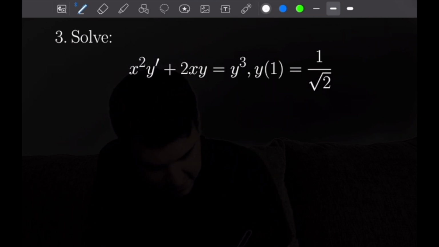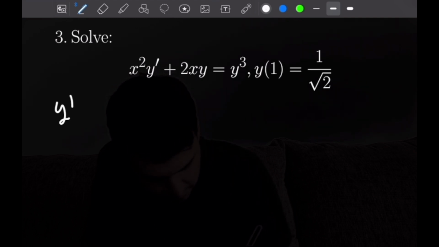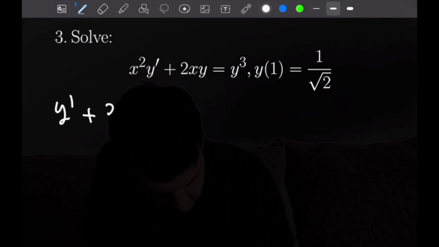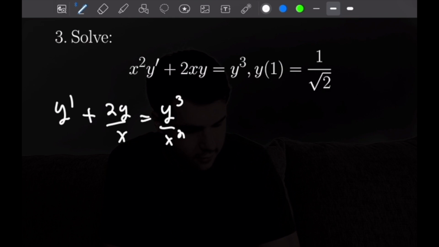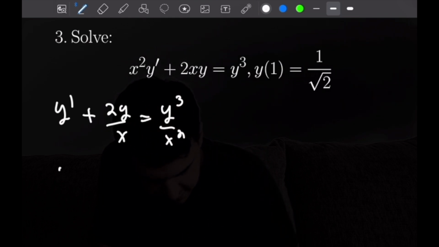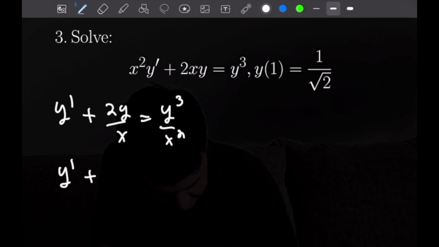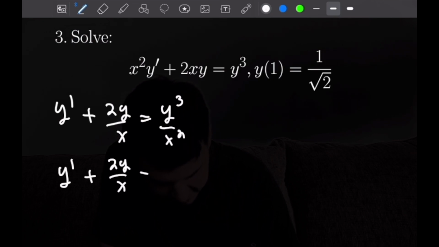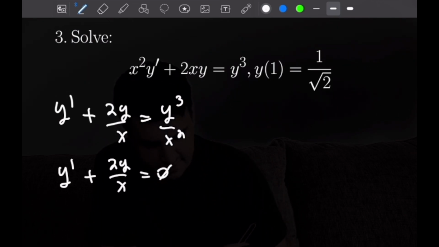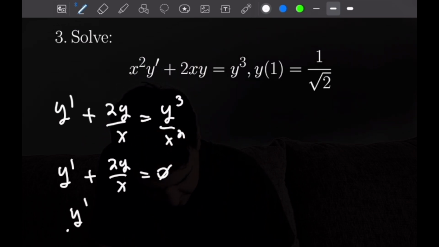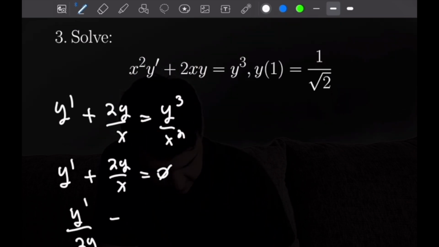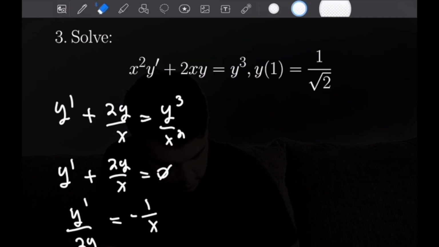So rewriting the equation after dividing by x squared, we will get that y prime plus 2y over x is equal to y cubed over x squared, which means we can solve the following related homogeneous equation. We will have that y prime plus 2y over x is equal to 0, and that is in fact separable. And once we separate our variables, we will get that y prime over 2y is equal to -1 over x, which means we can equate the following antiderivatives.